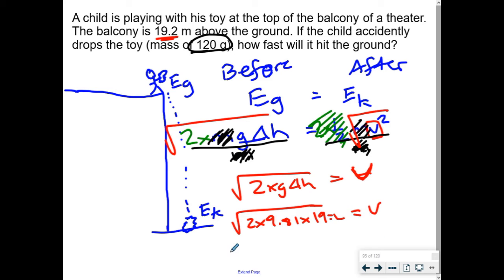And that'll give us the velocity. So take your calculator and try this: 2 times 9.81 times 19.2. And if you square root that whole value, I got a velocity of 19.40886, etc.